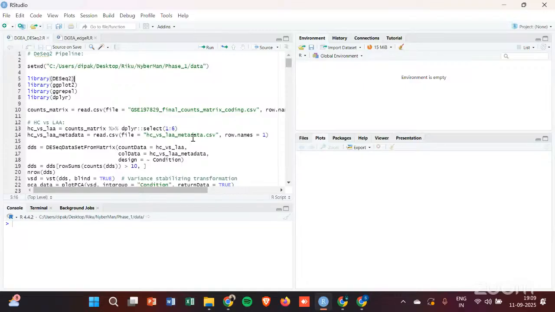So Shobhadeep, yes. First we see that DGCA, DGSEC word, right? Yes, we'll first do the DESeq2 one. Okay. We'll do, yeah.